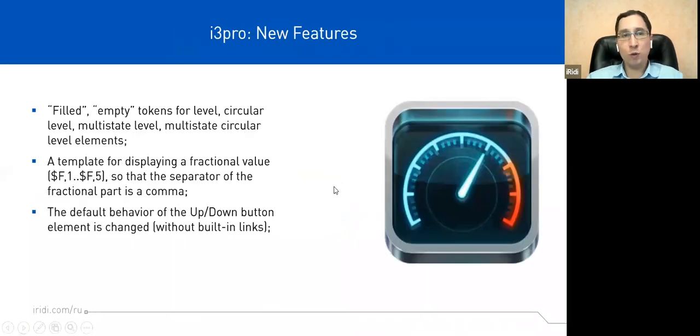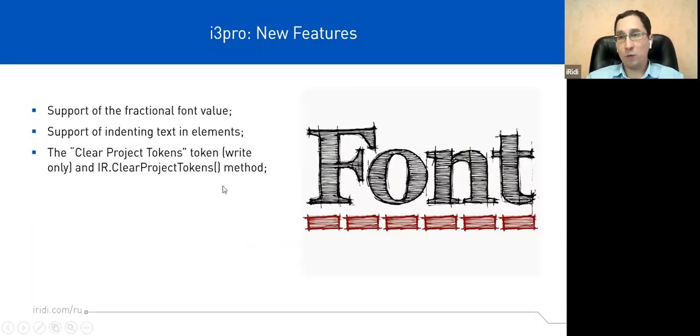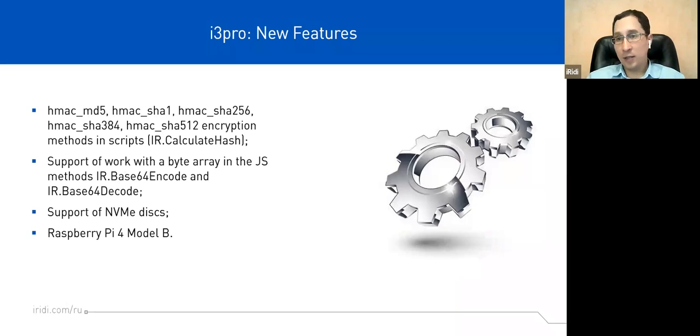It was about new future for elements, field empty, new template, and new behavior for up-down button. It was about fonts for fractional font value, and it was about indenting text in element, and it was about new system tokens, and a little bit about system improvements for high-level engineers.